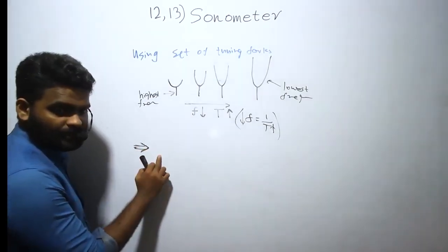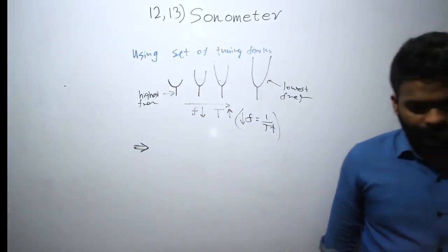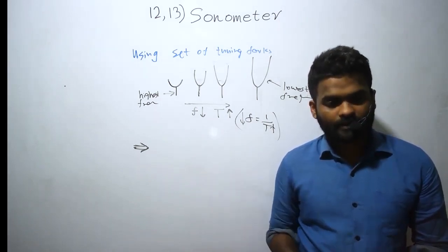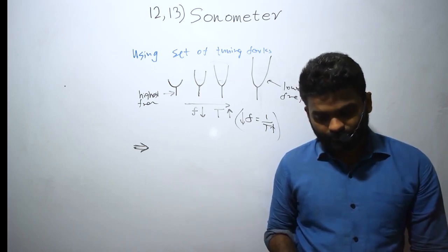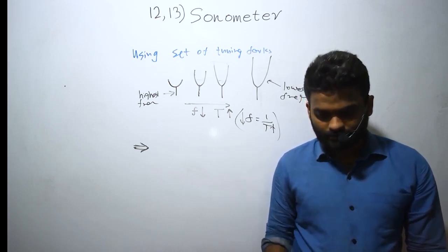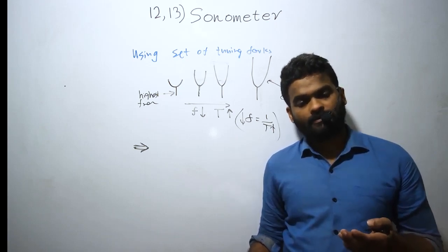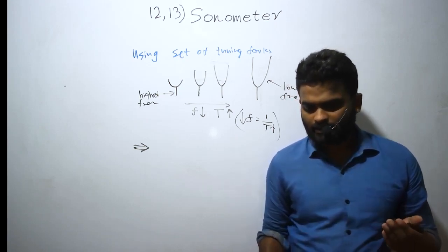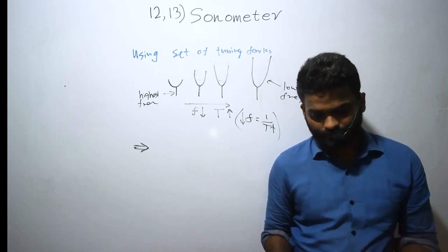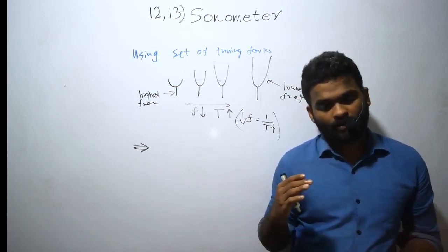Next point, below that, right? Practical starts from the lowest frequency fork, to make sure that the length of the sonometer wire is enough when using all the forks.